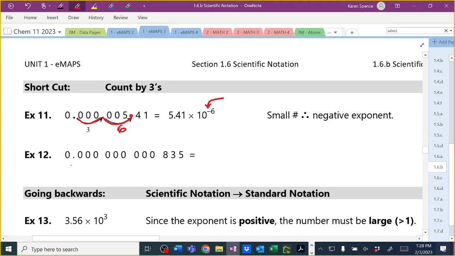Here again, we have a small number, so our power of 10 is going to be negative. We can count by 3s. We have 3, 6, 9, and then one more makes 10. So it's 10 to the negative 10, and our coefficient would be 8.35.